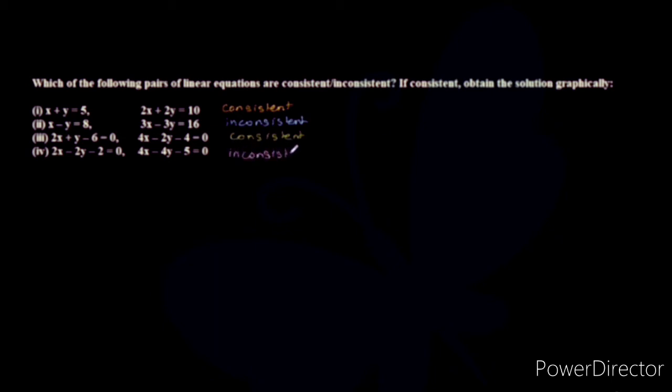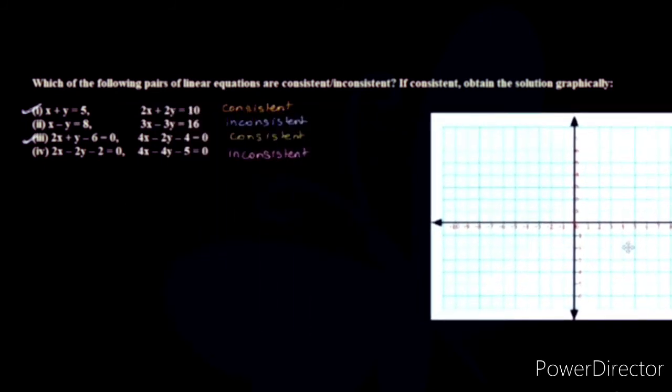So since we have spotted that among the 4 pairs given, only the first and the third pairs are consistent, therefore you can only solve for these two, whether algebraically or graphically. So okay, let me just solve them graphically in this video as well. So let me just bring a graph here right now. I hope you can see the graph.